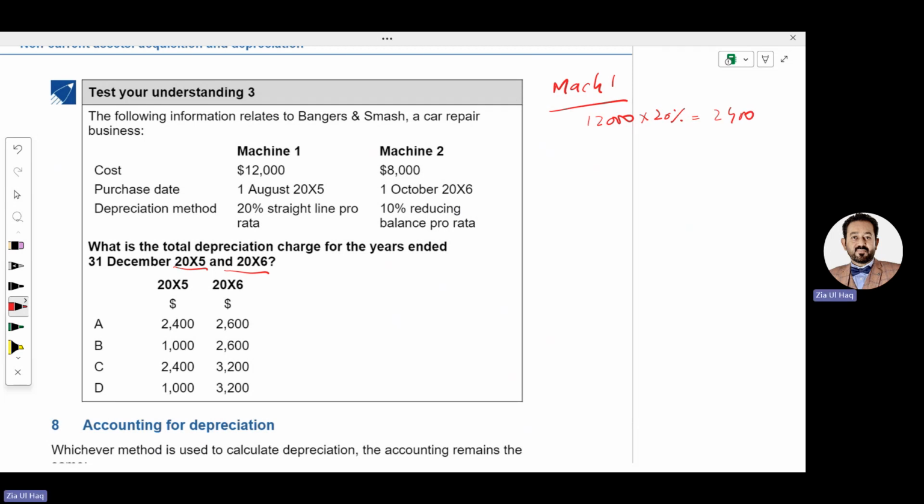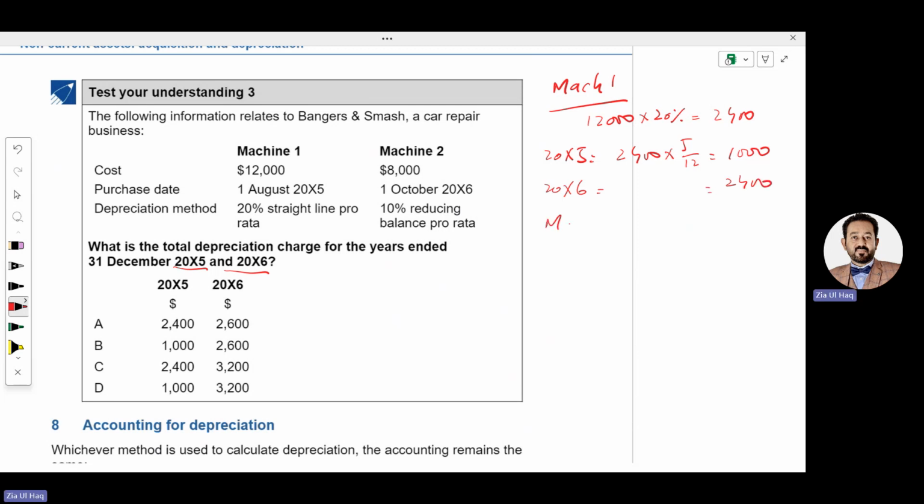And for year 20x5, they bought on 1st August of 20x5. So for 20x5, 2,400. Year end is 31st December. So August, September, October, November, December, meaning for 5 months they have used how much? 1,000. And for 20x6, its depreciation will be the complete 2,400.